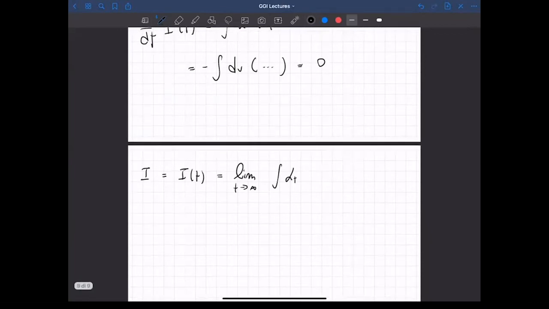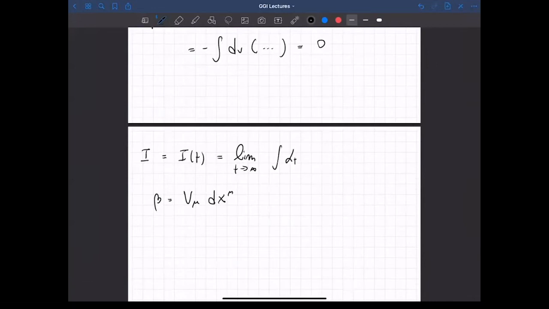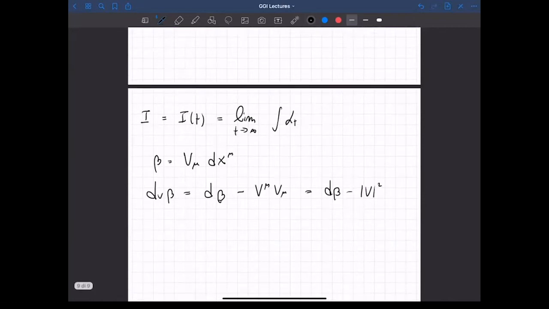And a convenient choice of beta is to take the dual form to my Killing vector. So d beta will give me d beta. And then I have to contract with V, so I get V mu, V mu. So my integral, if I go here, will be something like this. So this V squared is a function.